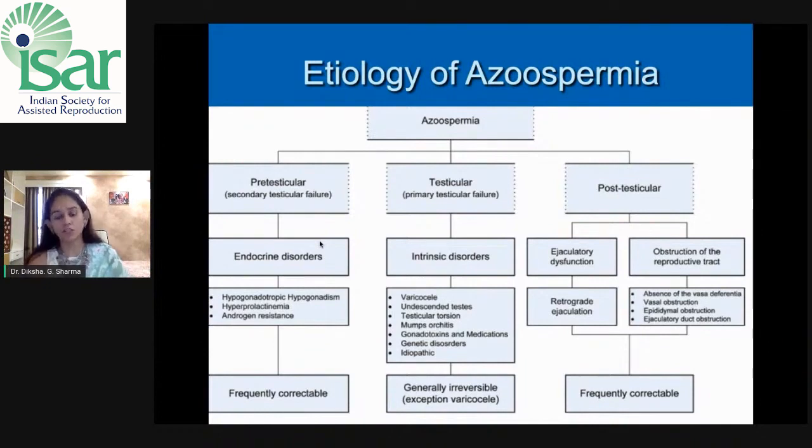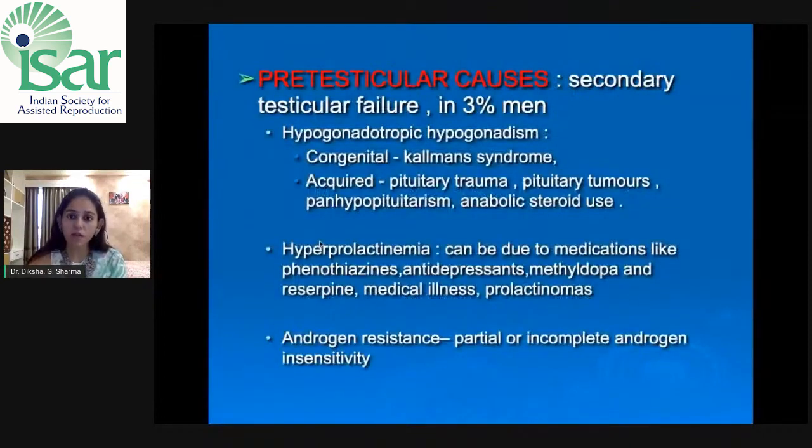Coming to the post-testicular etiology, these mainly include ejaculatory dysfunctions and obstructive pathologies. Obstruction of the reproductive tract of the male can be at the level of the vas. Most commonly, there can be an absence of the vas deferens. There can be vasal obstruction because of other causes. There can be epididymal obstruction or ejaculatory duct obstruction, and these causes are frequently correctable. The other common cause of post-testicular azoospermia is retrograde ejaculation.